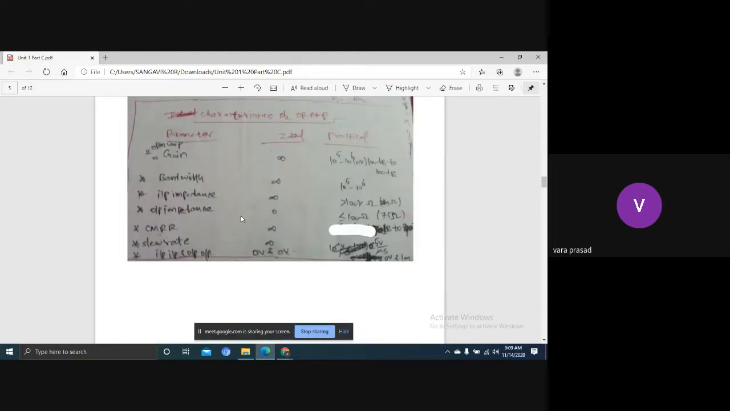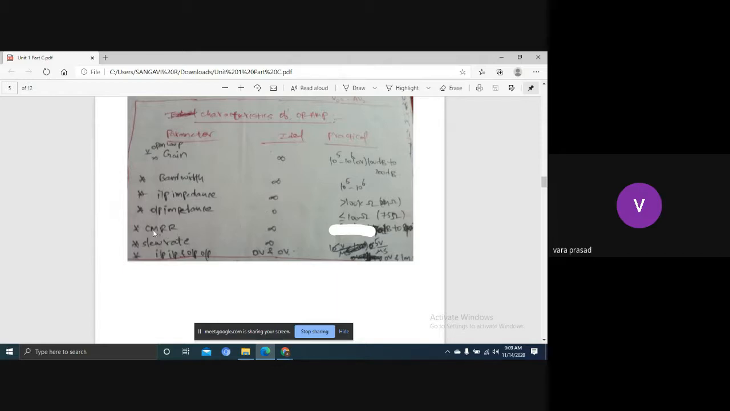Next one, the characteristics of the op amp. See here, this is a very, very important one. The op amp is the best electronic device. Open loop gain is infinity, which means high gain. Gain will be infinity, and infinity means maximum. Bandwidth is infinity. Input impedance is infinity. Output impedance is 0, because we need to do impedance matching. That's why output impedance is 0.